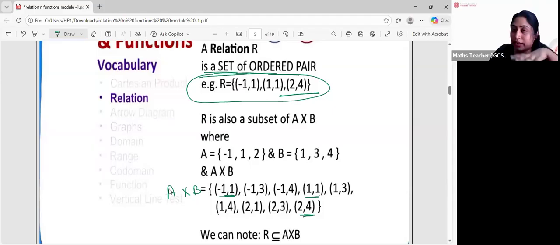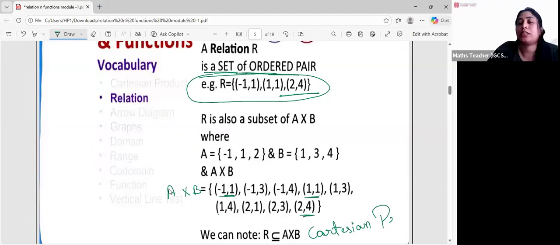So a relation will always be a subset of A cross B. Please keep in mind, a relation will be a subset of, or maybe equal to, the Cartesian product. That means the Cartesian product contains all the elements of a relation, so we call a relation a subset of the Cartesian product.